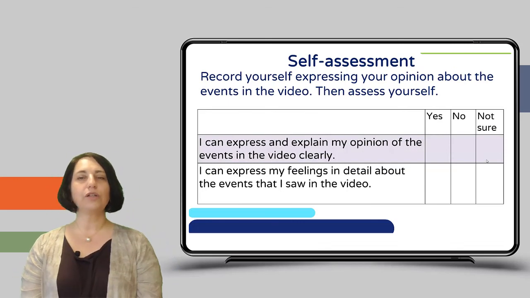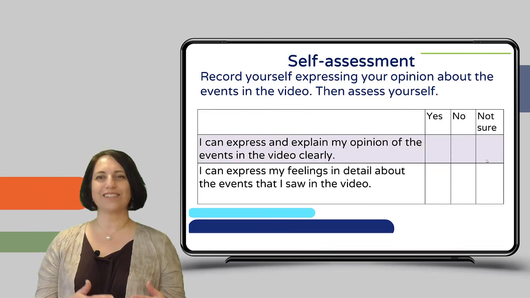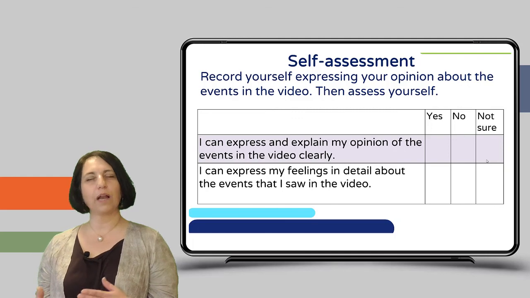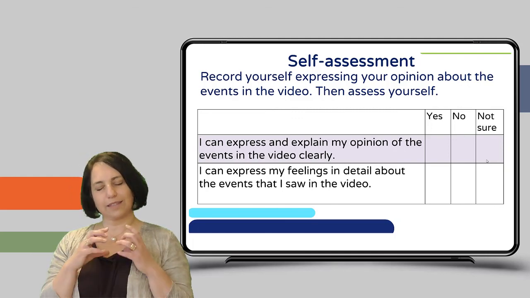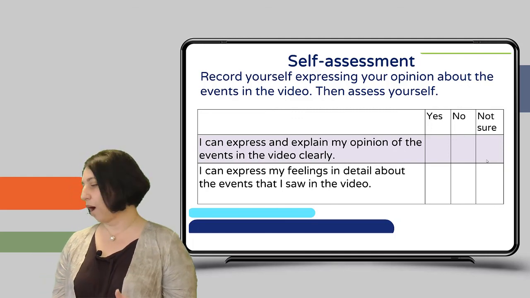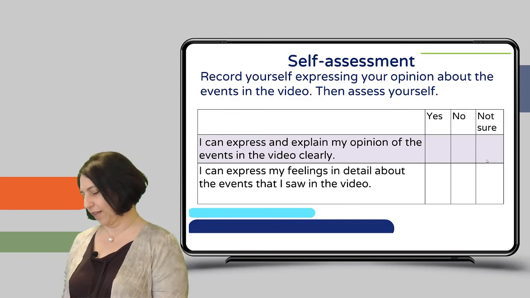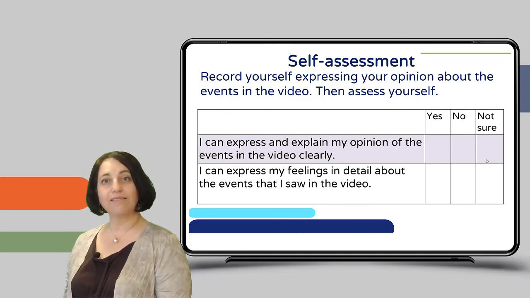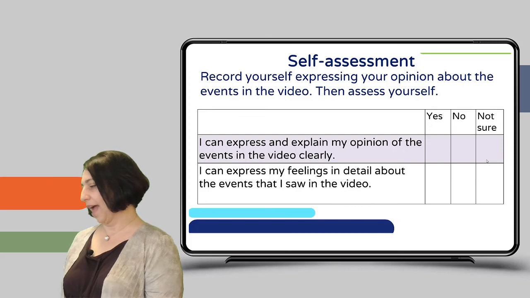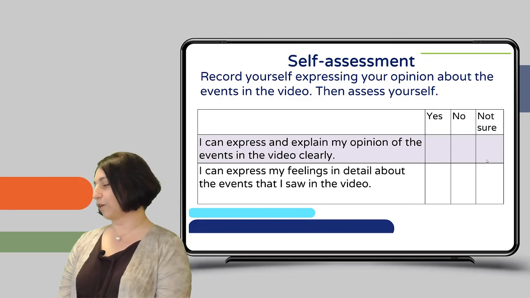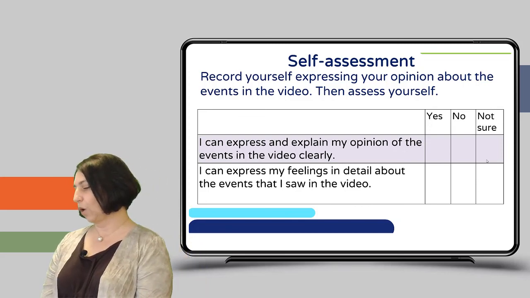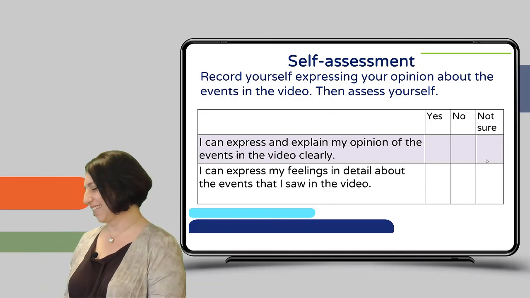And so now, students, I want you to not record yourself describing the events, but I want you to record yourself describing your opinion about the events in the video, and then assess yourself, and then say that you can express and explain your opinion or your feelings in detail.